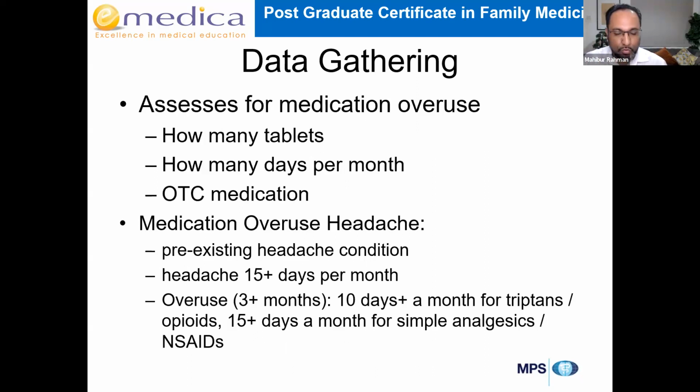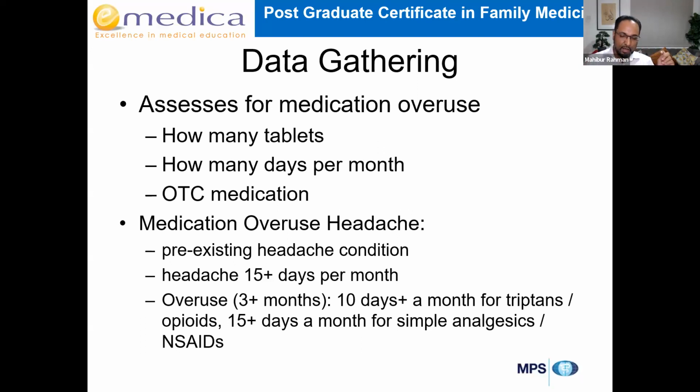One of the things that's really important is to assess for medication overuse headache. So we want to get a precise number of how many tablets they are taking, how many days per month they are needing some kind of painkiller, how many days in a month they are having the headache. And this is where you also need to get the detail beyond what they're being prescribed. So have they bought anything themselves?